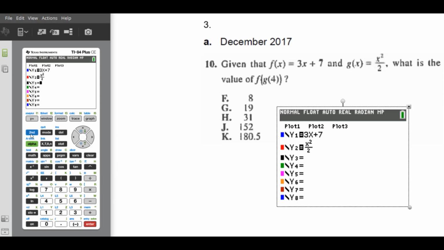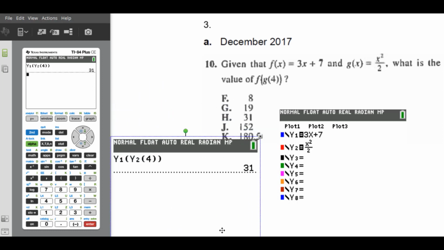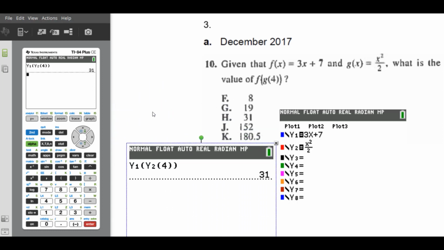And now I'm going to go off again to the home screen, and I'm going to do alpha trace to bring up y1, left parentheses, alpha trace down to y2, left parentheses, and then 4 with double right parentheses. So instead of f of g of 4, I'm doing y1 of y2 of 4. And surprisingly, we get 31 like we got for the last problem, but it's not the same problem, that's for sure.